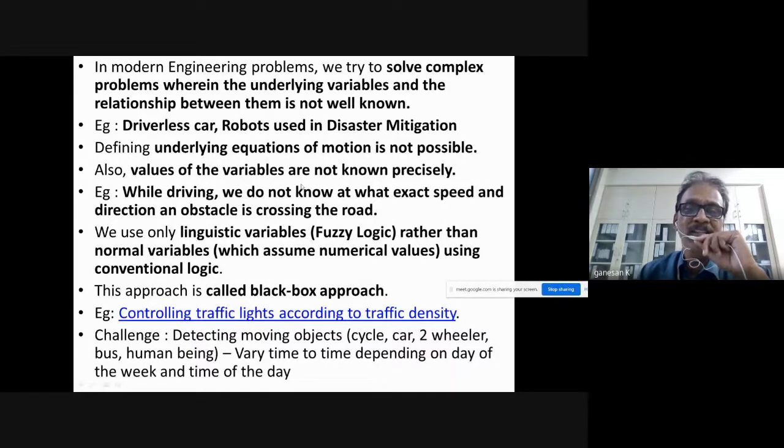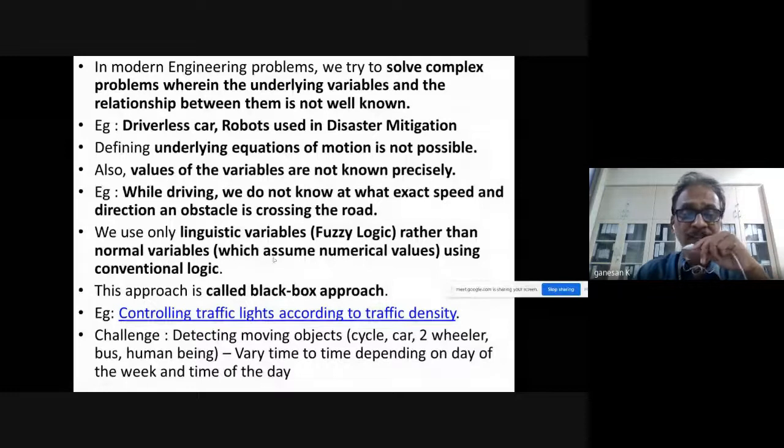So the interesting point that we need to note down is that the equations of motion of the various objects in the scene in front of you are not available. And second, I am not interested in exact or precise values, unlike in physics or science, where our interest is in improving the accuracy of our measurement.